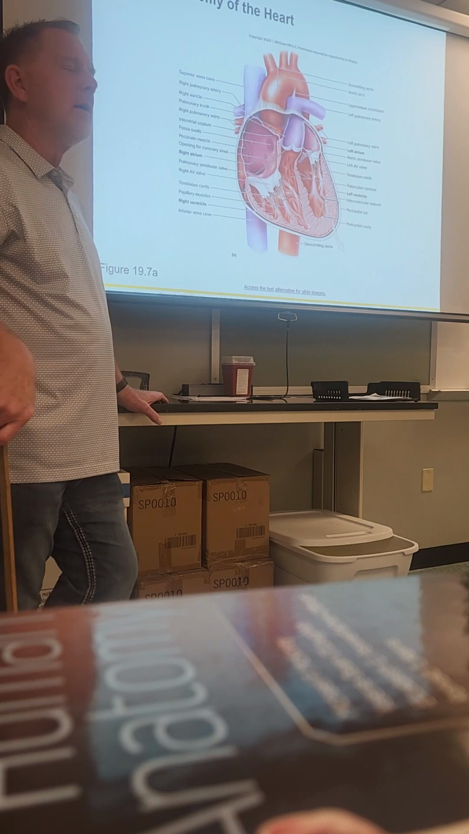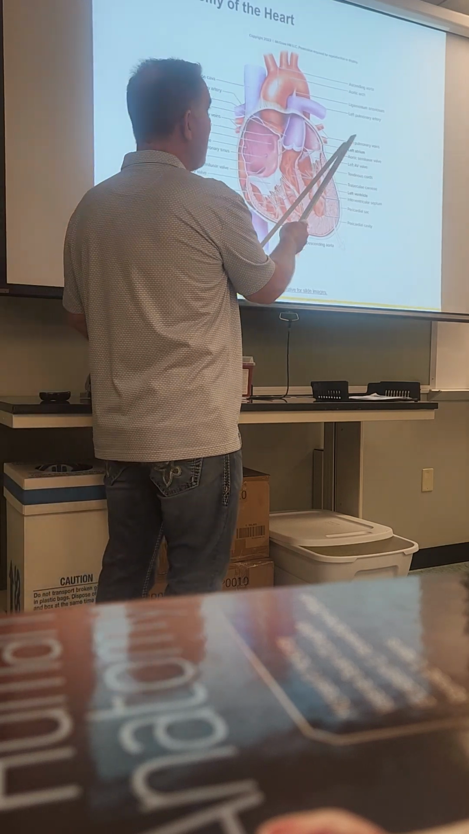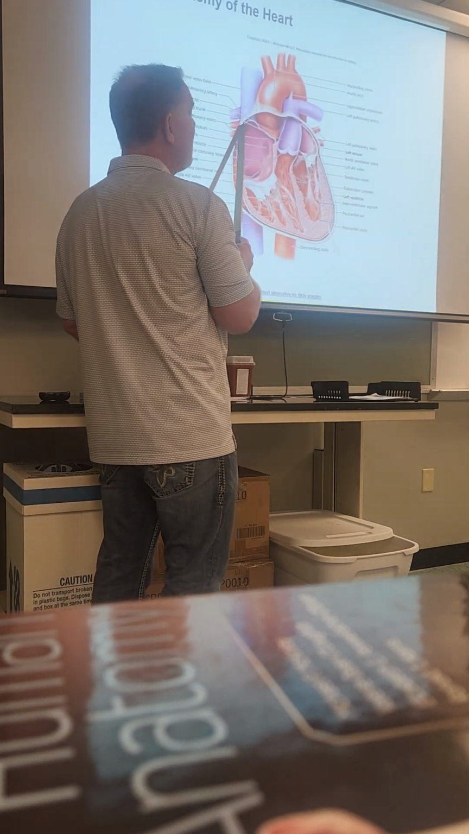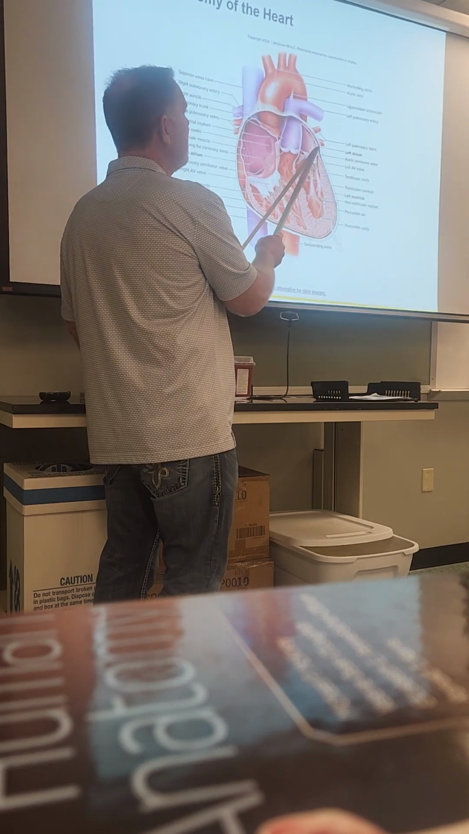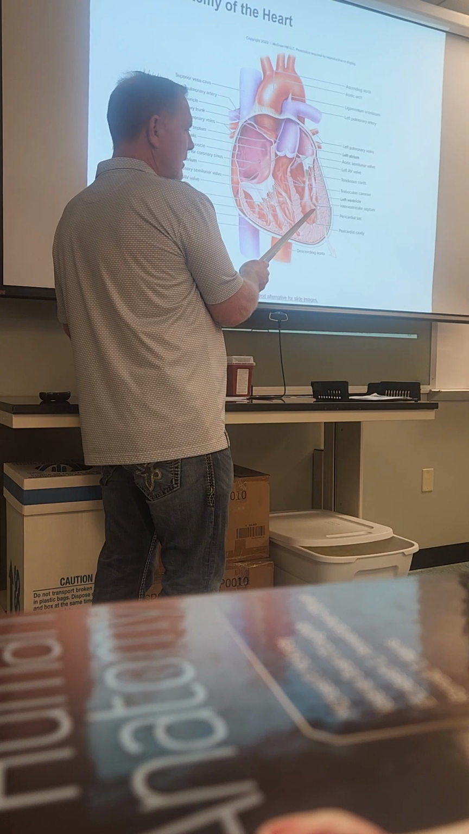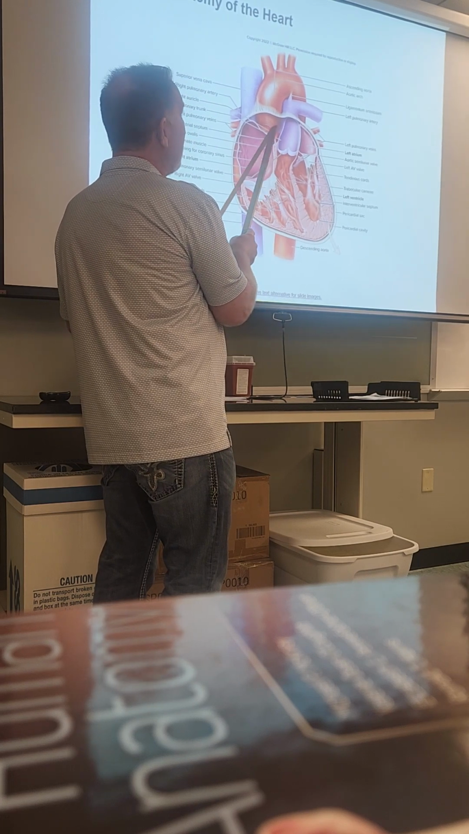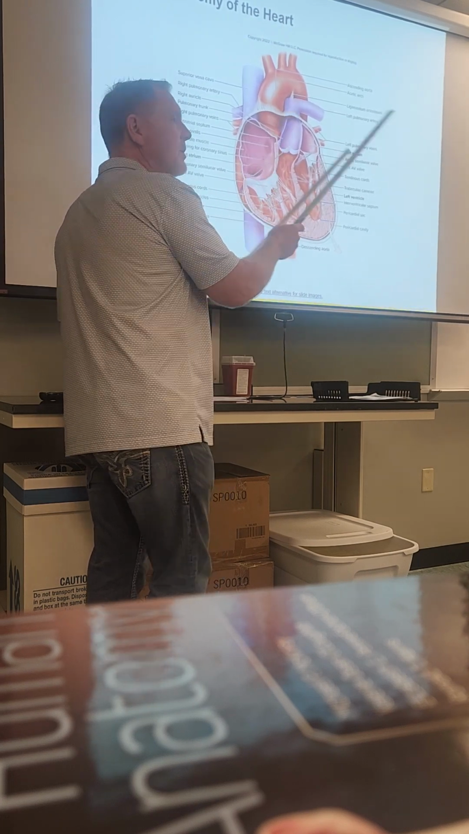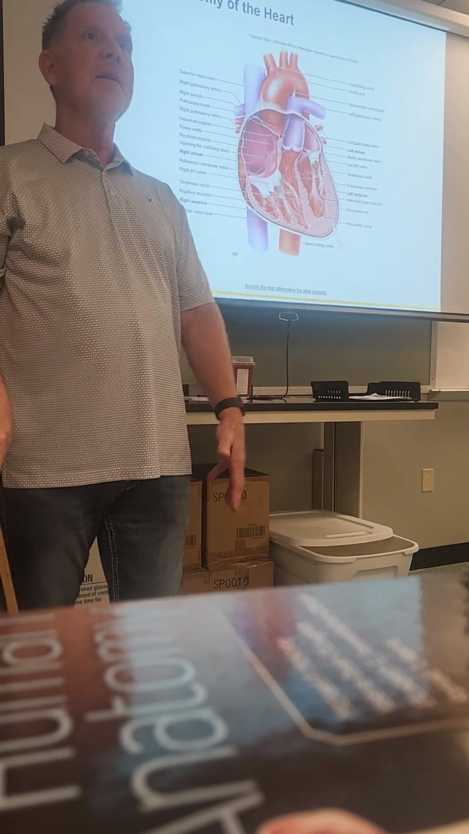Pulmonary circuit, right. Now that blood in the lungs is going to come back by a pulmonary set of veins. And they're going to go into what area? Left atrium. Which is going to empty into the left ventricle. Which is going to go out the aorta. Which is going to go to the body system and then come back.